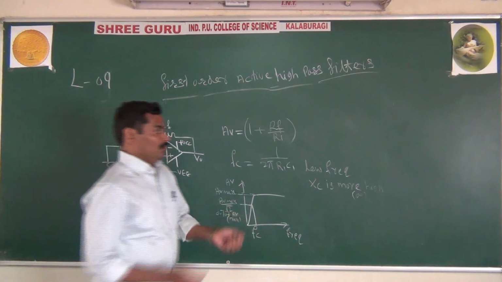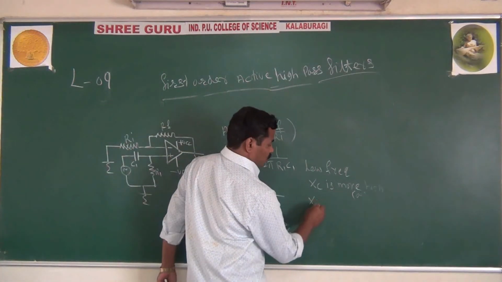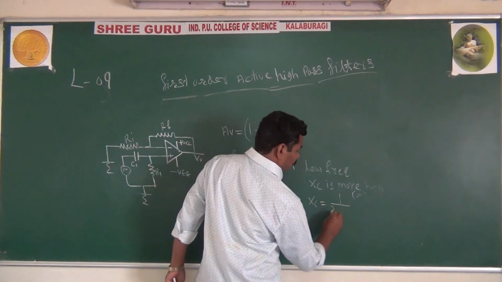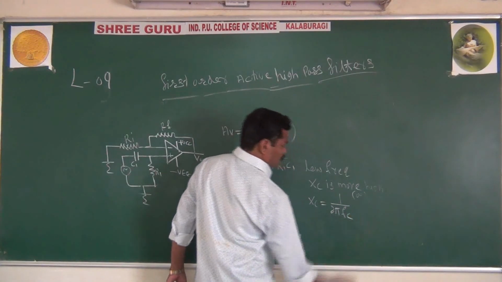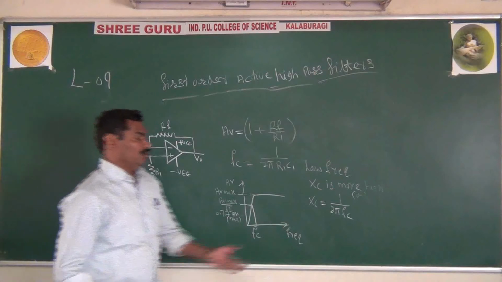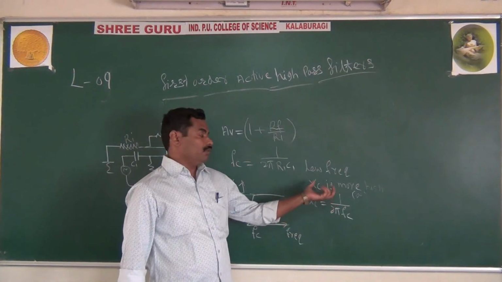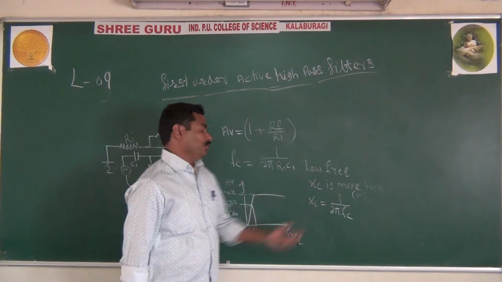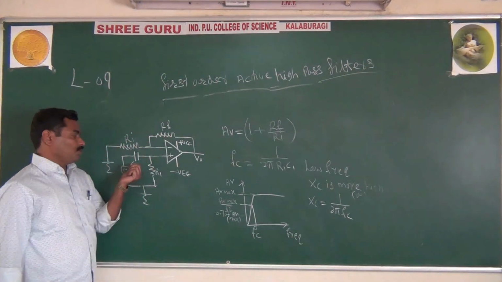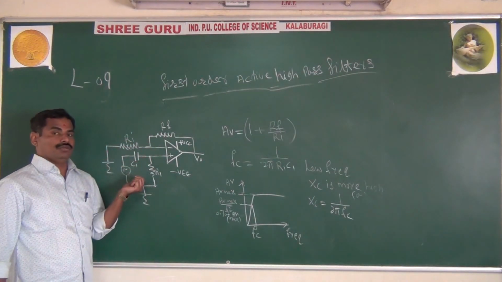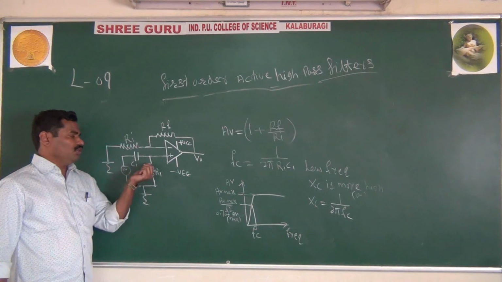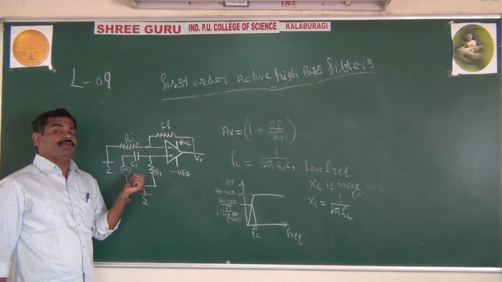Because, as usual, XC equals 1 divided by 2πfC. Your capacitor reactance is very high for the low frequency. It is because of that reason the capacitor is not allowing the low frequency signal, and it only allows high frequency signal.